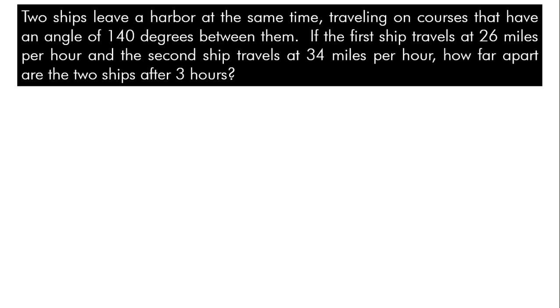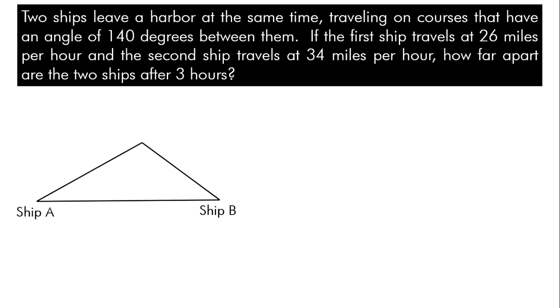Given that we have two ships, let's say ship A and ship B, we need to identify their distance, given that they are traveling on courses that form a 140-degree angle. Let's say that is C. That forms a 140-degree angle. So as you can see here, we have an obtuse triangle.